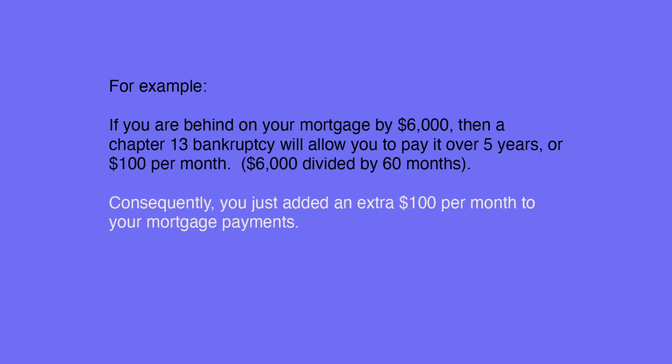For example, if you are behind on your mortgage by $6,000, then a Chapter 13 bankruptcy will allow you to pay it over 5 years, or $100 per month. $6,000 divided by 60 months. Consequently, you just added an extra $100 per month to your mortgage payments.